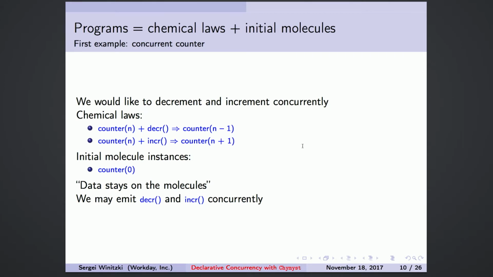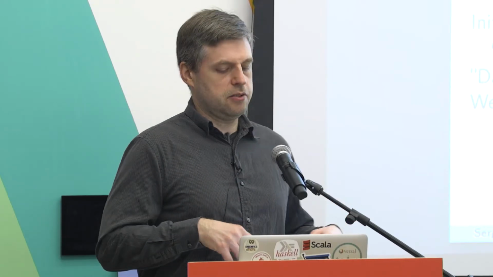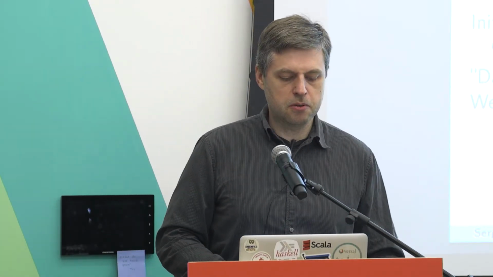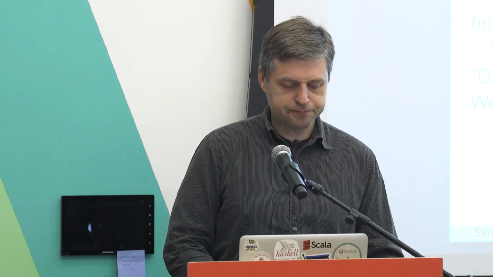So the first example would be to have a concurrently running counter. So let's say you have a counter with an integer value. You want to increment and decrement it from different concurrently running processes. And you want this to be safe. So there are no mistakes due to shared state. So here's what you do. The only way to do anything is to define molecules in reactions. So obviously, the counter value must be on some molecule. So let's call this molecule counter.